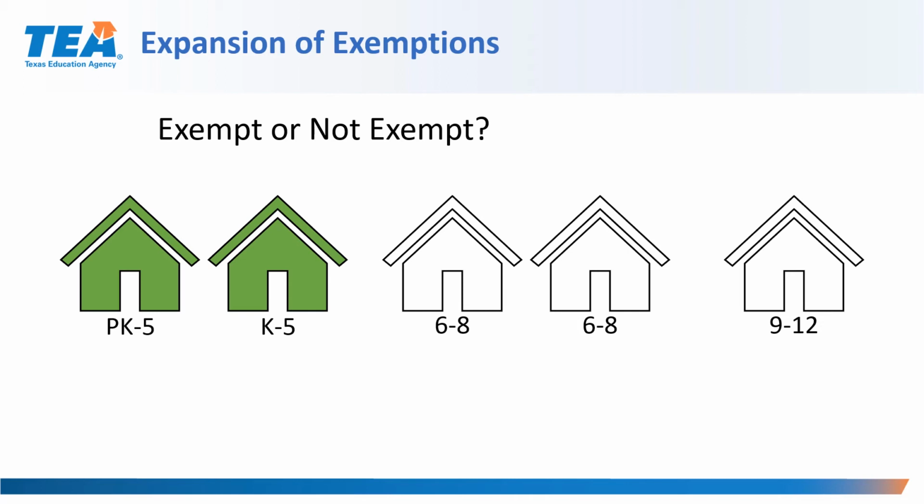If the LEA has 2 elementary schools that are both Title I, 2 middle schools that are not Title I, and 1 high school, is it exempt or not exempt?